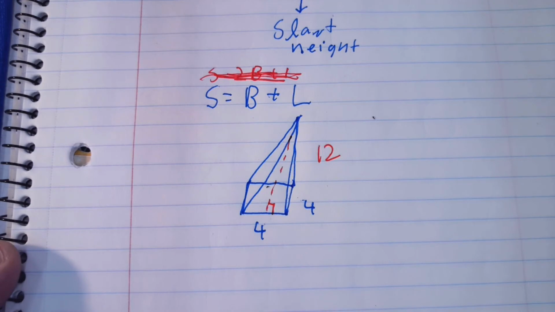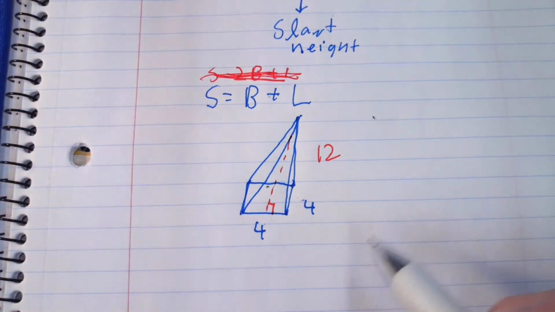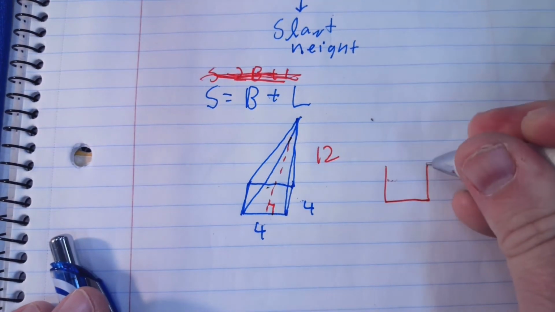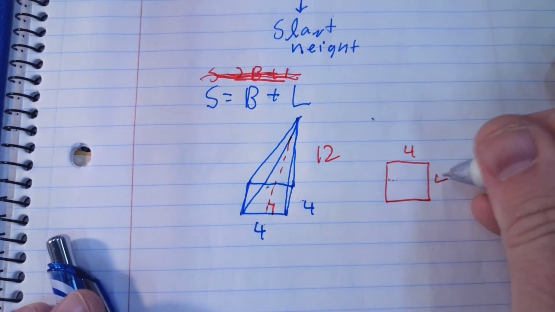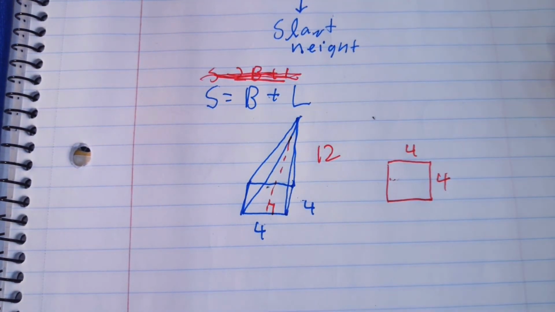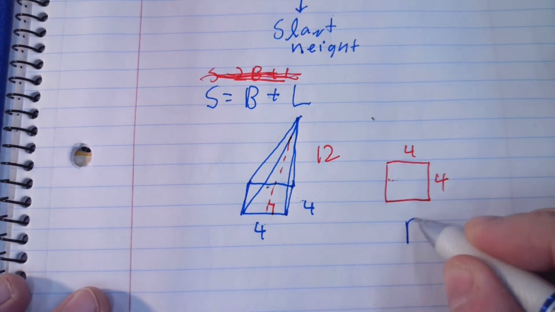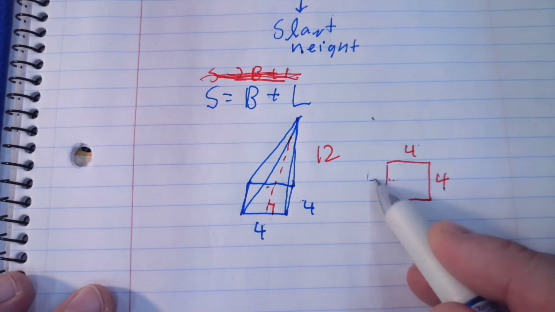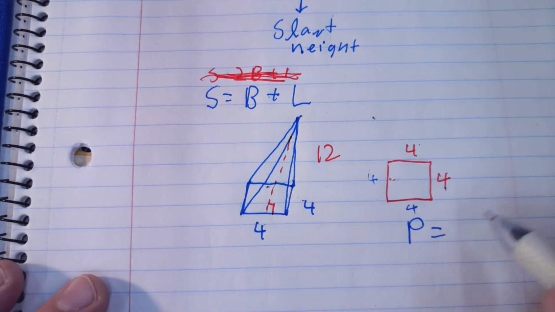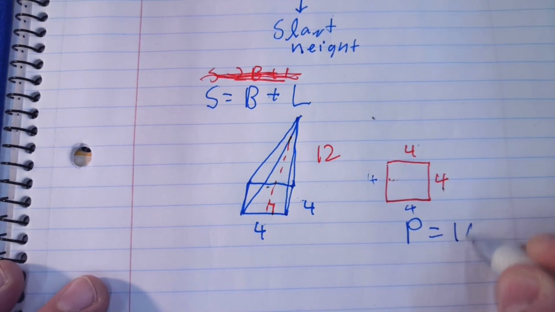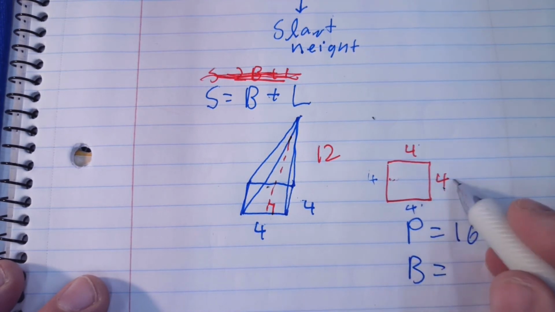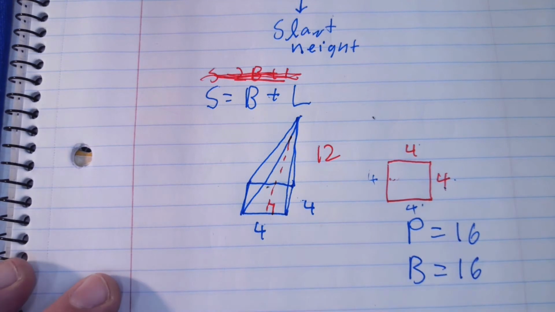All right, so let's try to find the lateral area first. Let's draw our shape. We've got a square base. It's 4 and 4. What's the perimeter of this base? 4 plus 4 plus 4 plus 4 is going to be 16. What's the area going to be? 4 times 4. Oh, that's easy.